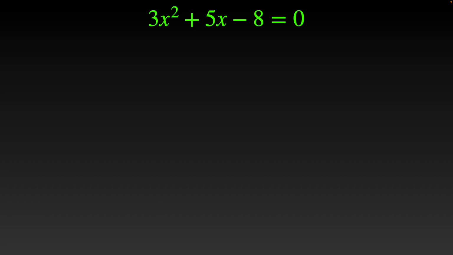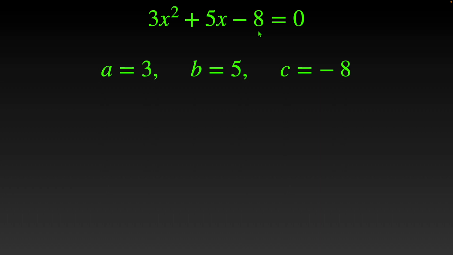Here we have 3x squared plus 5x minus 8 is equal to 0. Let's identify A, B, and C. A is 3, that's the number in front of x squared. B is 5, that's the number in front of x. C is negative 8, that's the constant, negative 8.